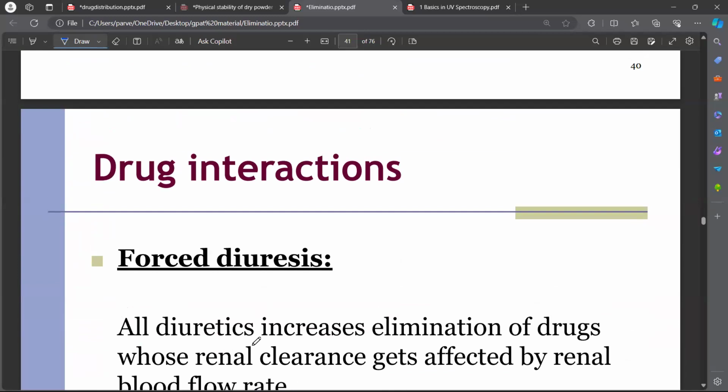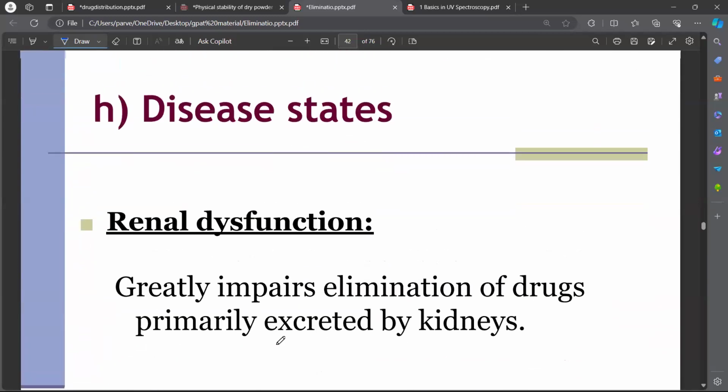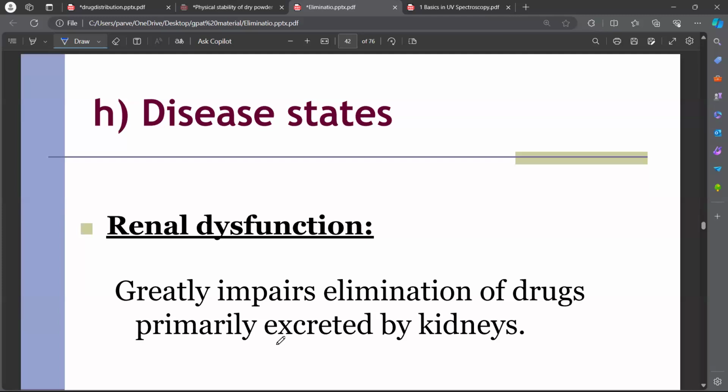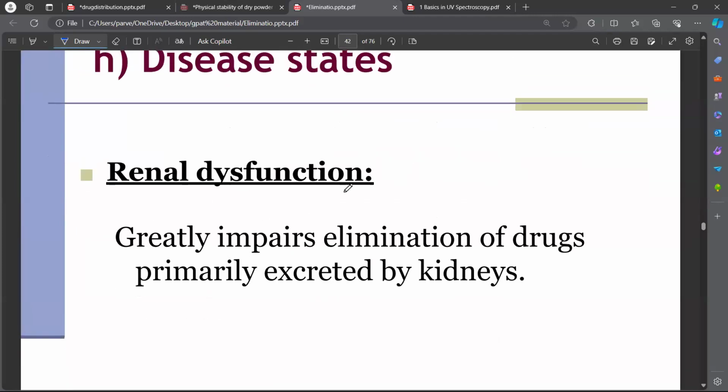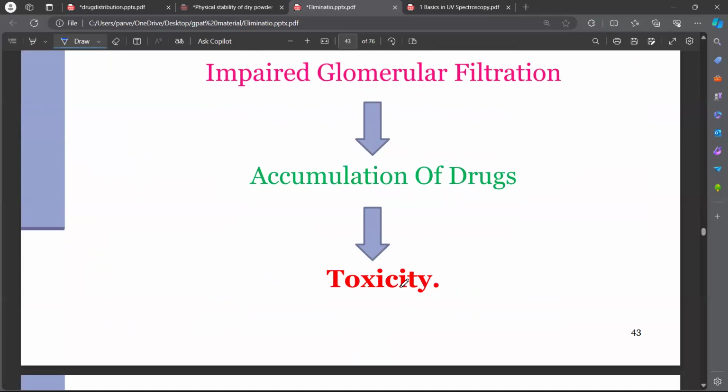Diuresis is nothing but an increase in the elimination of the drug, where in pharmacology Payam sir will have taught the different classifications of diuretic drugs. During renal dysfunction, such as nephropathy, the elimination of drugs primarily excreted by the kidney is also impaired.